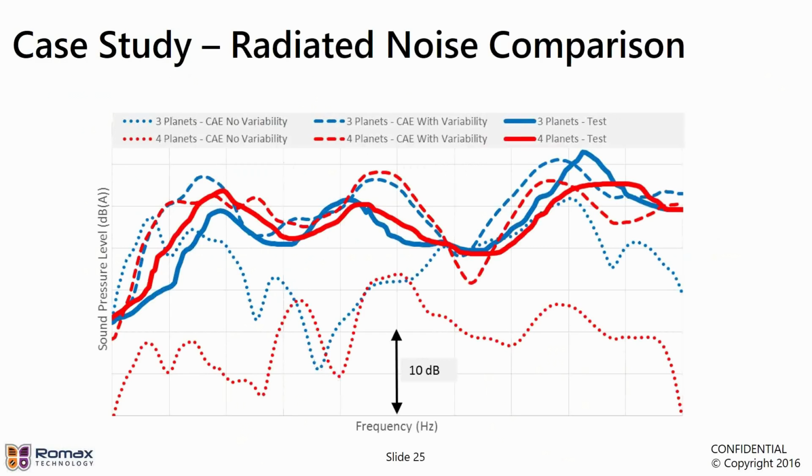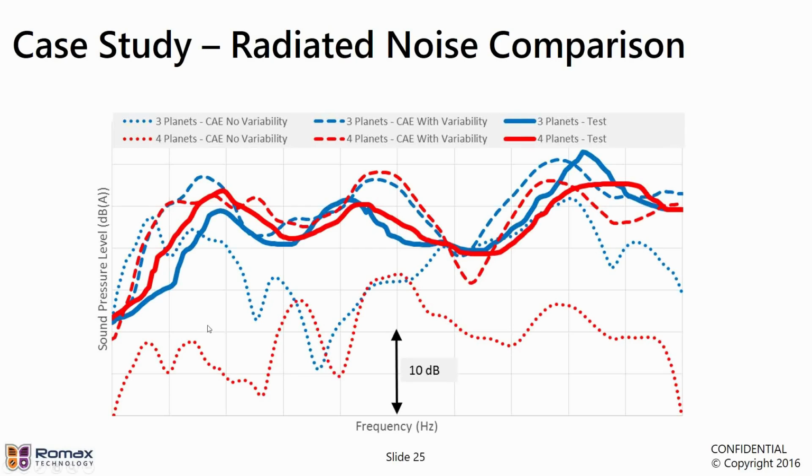What this slide shows is the results of the analysis and a comparison with the test data. The test data for both the 3-planet and the 4-planet designs are these solid lines here. We're looking at sound pressure level, so radiated noise, not just at the mesh frequency, but the mesh frequency and all the sideband frequencies as well, all added together into one result. The dotted line here shows the results of the simulation if we do not include the manufacturing variability. The critical ones in this case are pitch errors on the ring gear and run out of the carrier with respect to the ring gear.